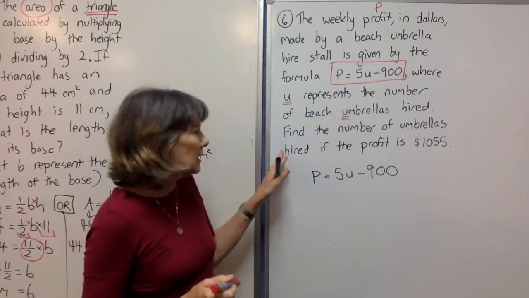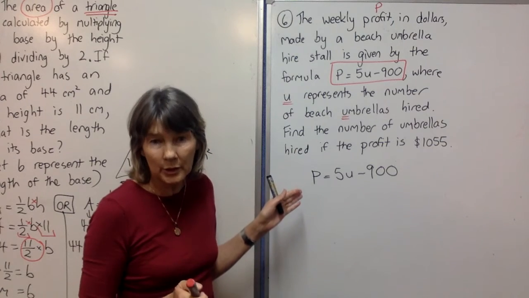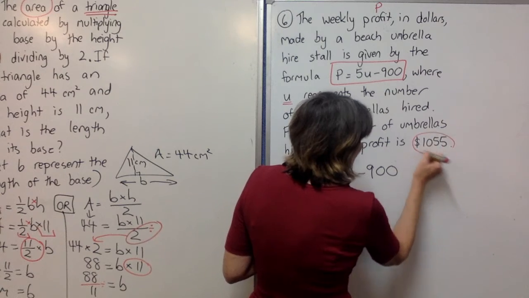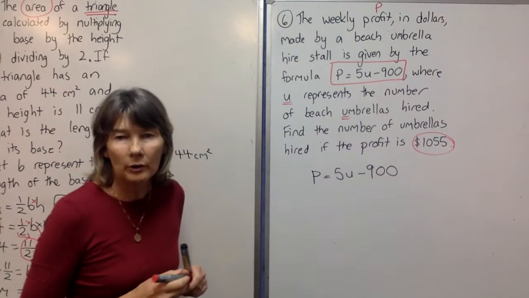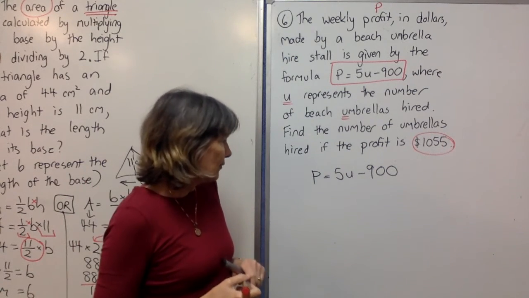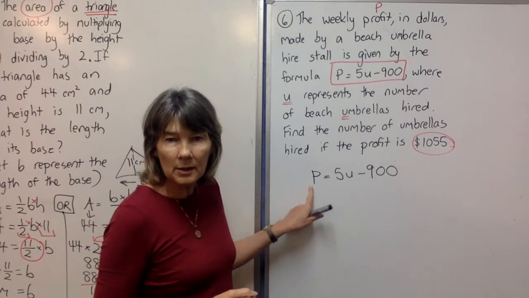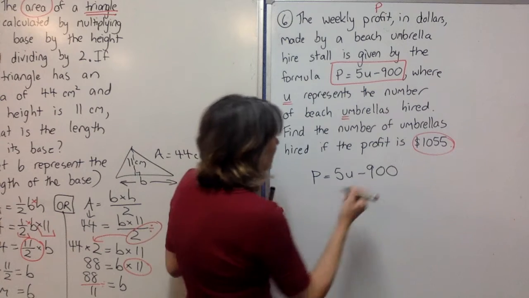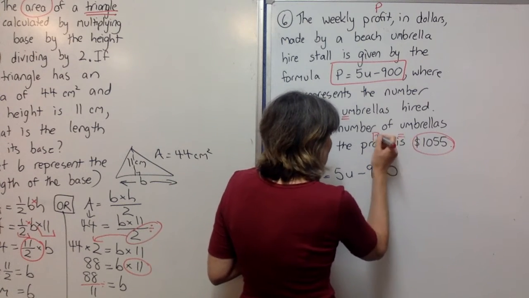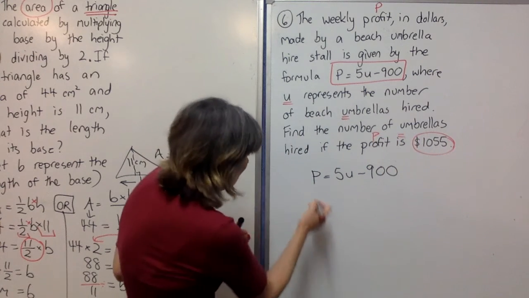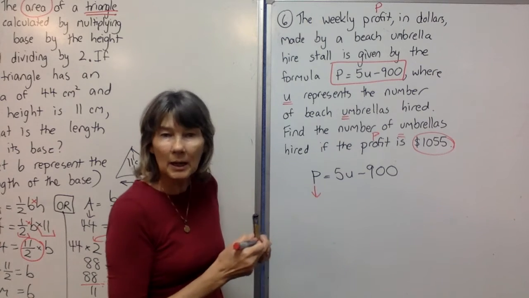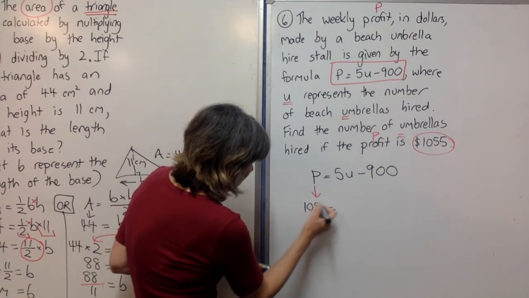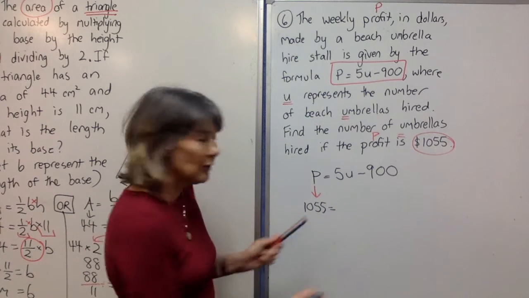Now, if you come down here, you'll find one number in the question. And this is it. And really, you've got to work out where is that going to go. So 1055, is it the U or is it the P? They told you here it was the P, right? They're telling you the profit is 1055. So in place of the P, you're going to write 1055. Copy everything on the other side.